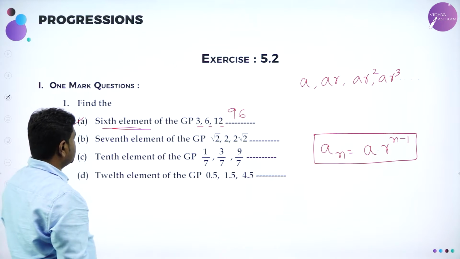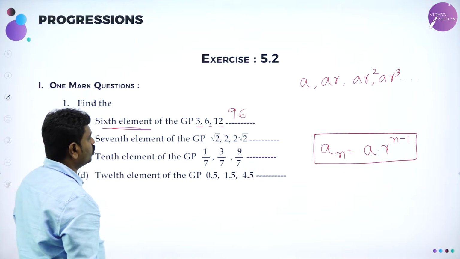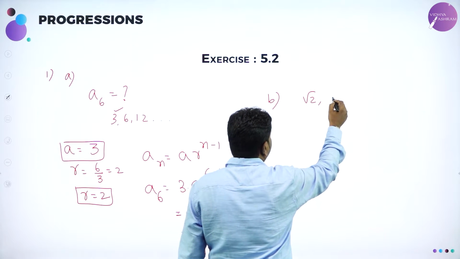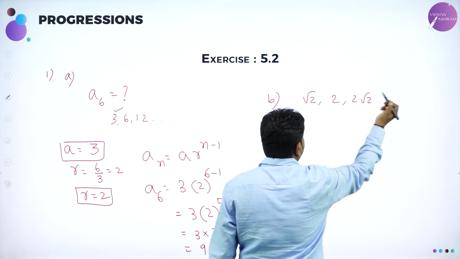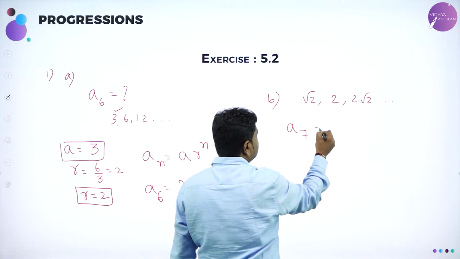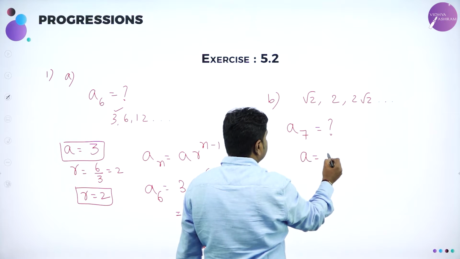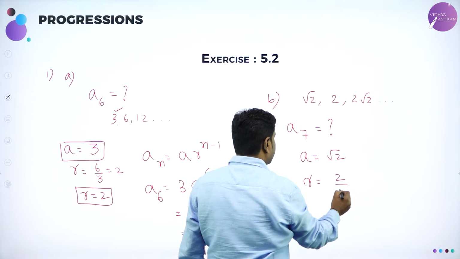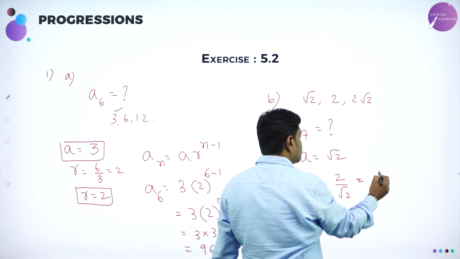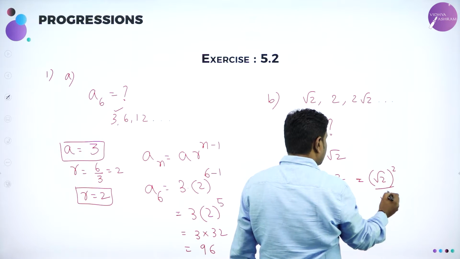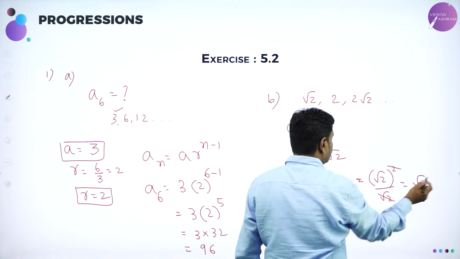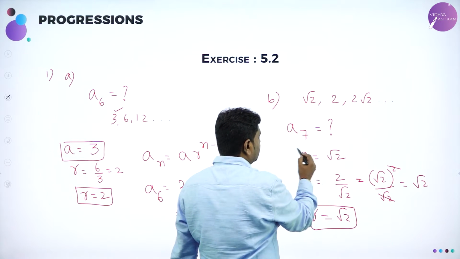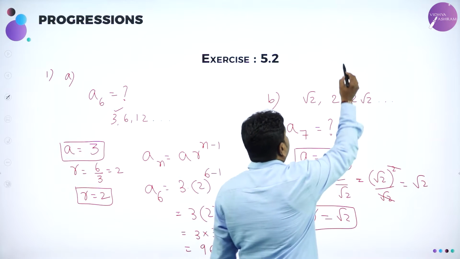Then the seventh element of the GP root 2, 2, 2 root 2. So B: root 2, then 2, then 2 root 2, and so on. Now they want the seventh element, A7. What is A? The first term, root 2. What is R? Common ratio, second term by first term, that is 2 divided by root 2. 2 divided by root 2 can be written as root 2 the whole square by root 2. If I do that, it will be root 2. The common ratio is root 2. So you got A as root 2, common ratio is also root 2, and they want A7.